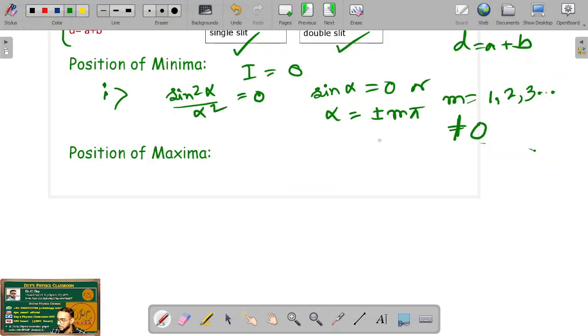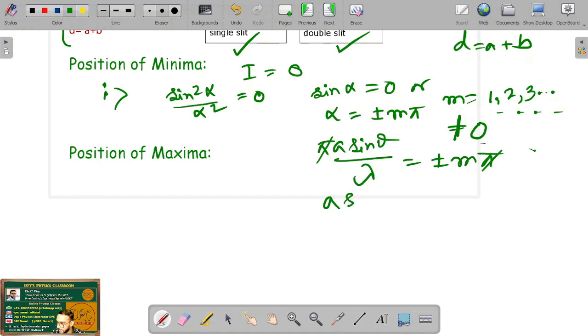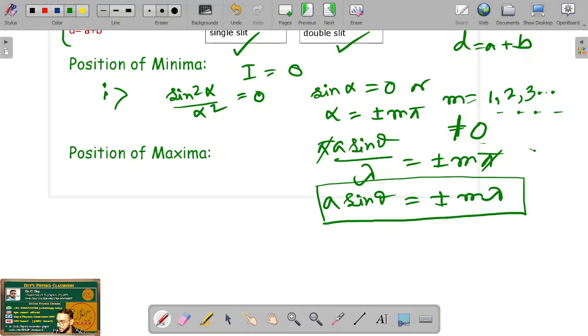So the position of minima would be when alpha equals plus minus m pi, m starting from 1, 2, 3 etc. In that case, alpha means pi a sin theta by lambda, which equals plus minus m pi. Pi cancels out and it becomes a sin theta equals plus minus m lambda. This is the condition for diffraction minima. So the first condition for the position of minima we have found.